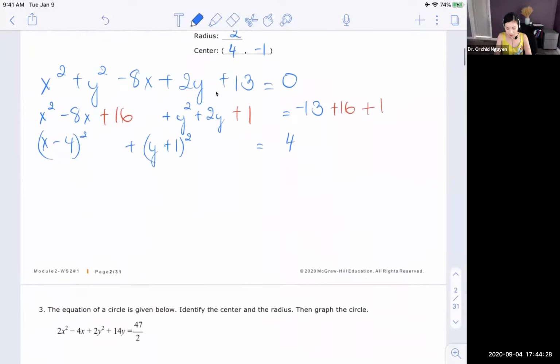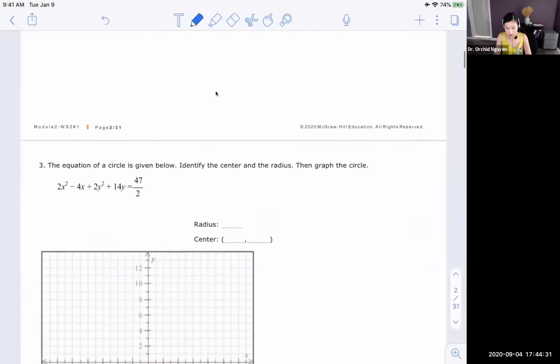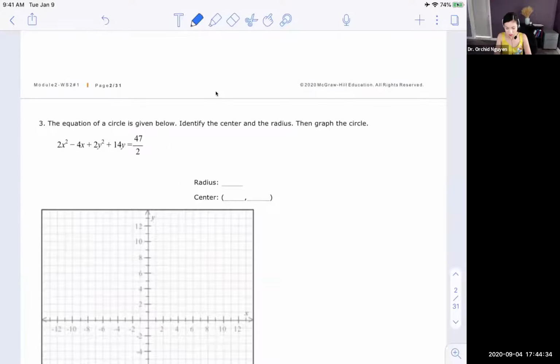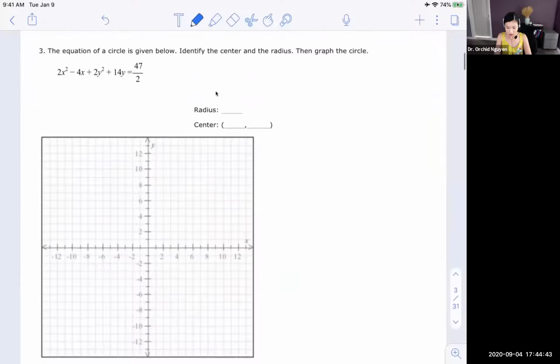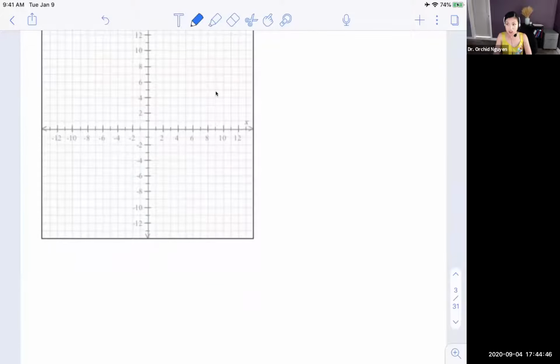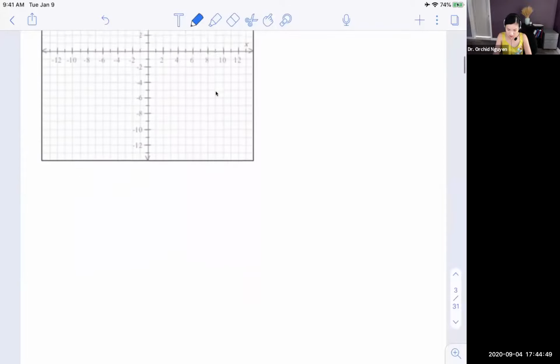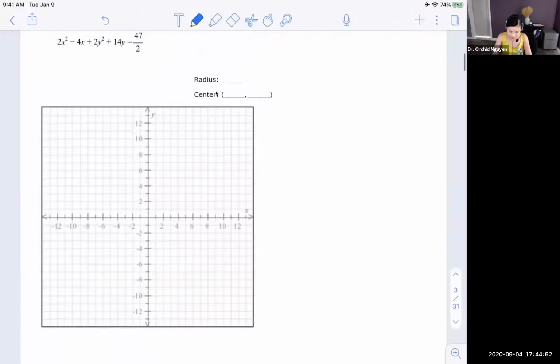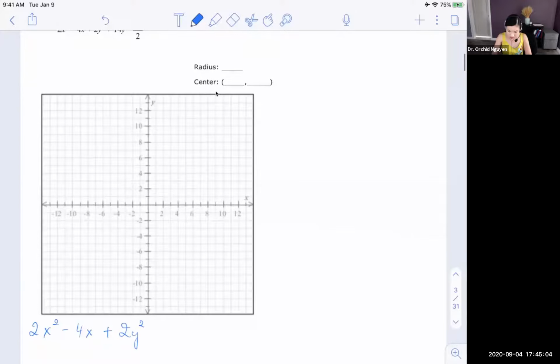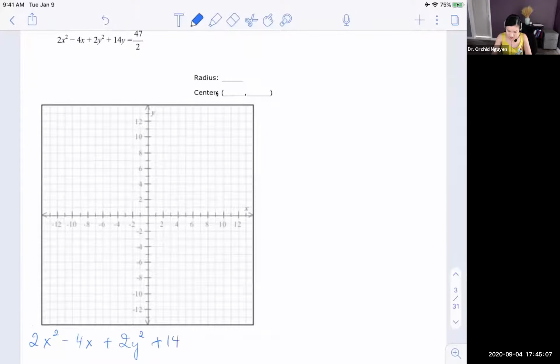All right, now, this one right here is not in standard form. So we're going to have to first change it into standard form. So I'm just going to rewrite first: 2x squared minus 4x plus 2y squared plus 14y equals 47 over 2.